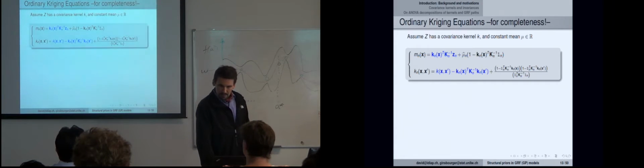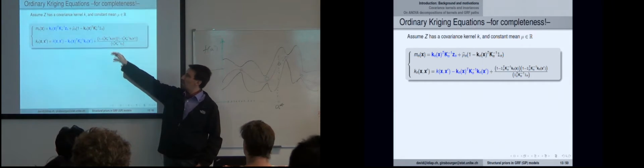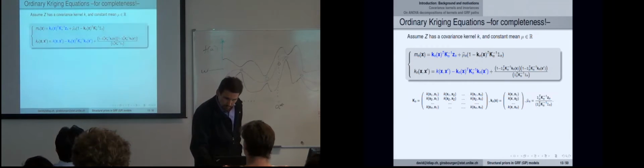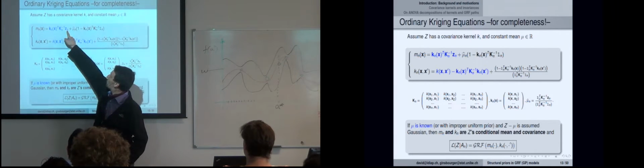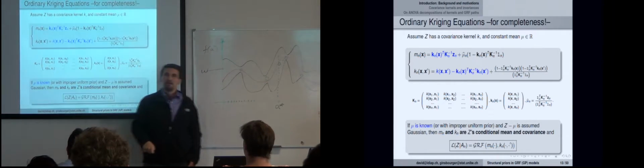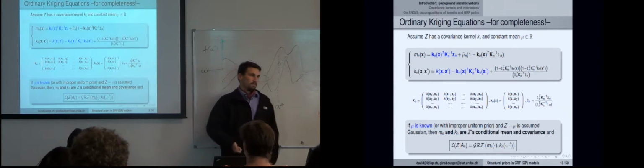In order to insist a little bit more on the importance of the kernel, let's recall the Kriging equations, or the GP equations, in the case where you have a kernel k and a constant mean mu for the random field. The mean and the conditional covariance are given by this formula. The reason why I'm giving this formula is not to insist on the details, but on the fact that you have a vector of covariances, a matrix of covariances, the vector of observations, and so on. The letter that you see everywhere is k. So the kernel k is really the crucial ingredient in this kind of method.